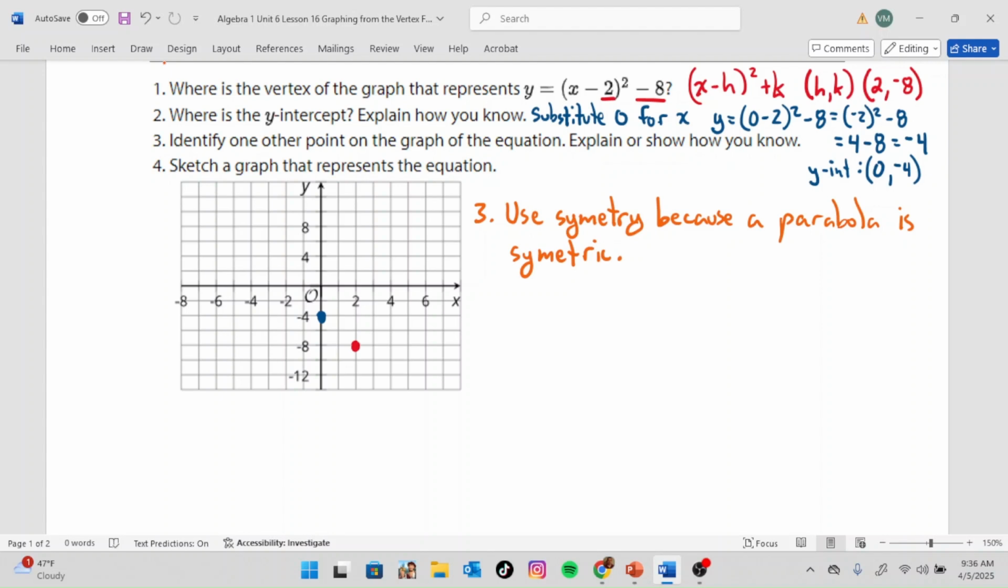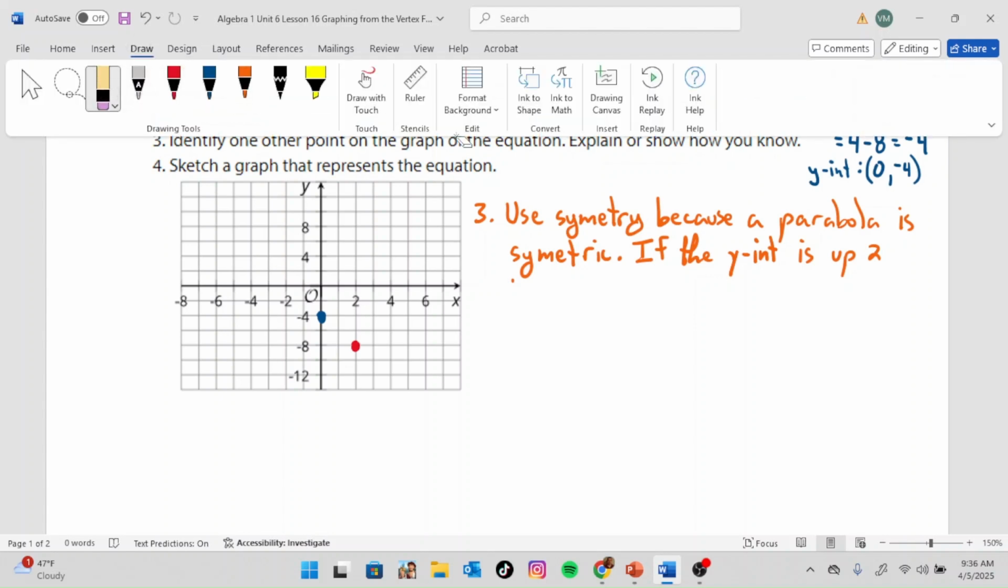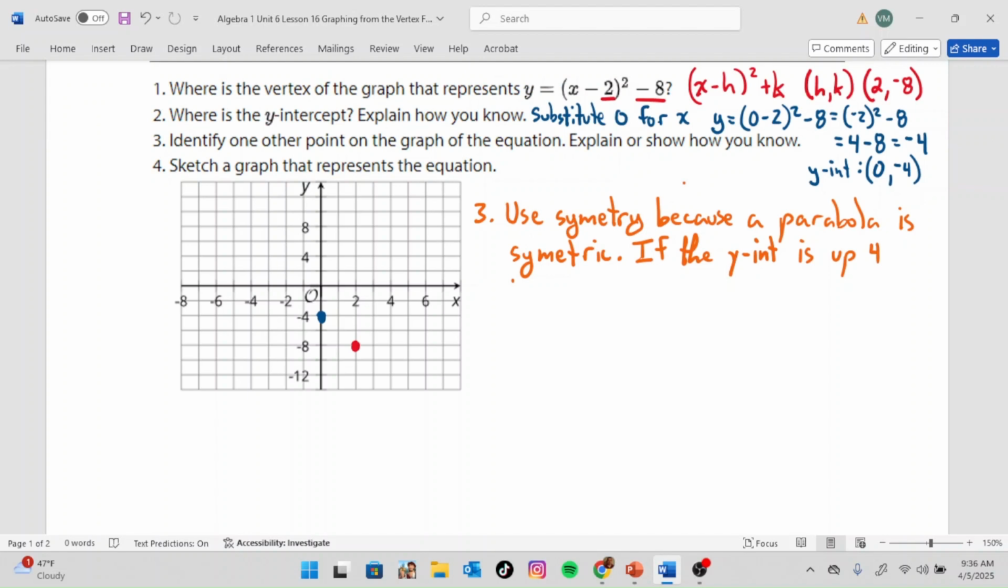Now, because I know that it is symmetric, if the y-intercept is up 4, left 2 from the vertex, there must be a point up 4, right 2 from the vertex.